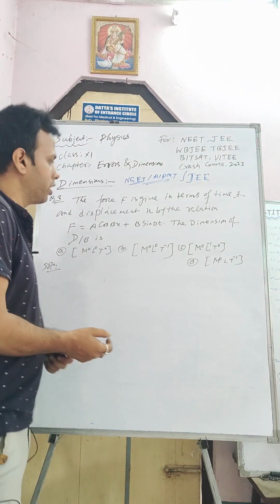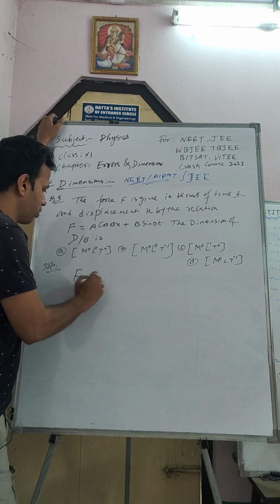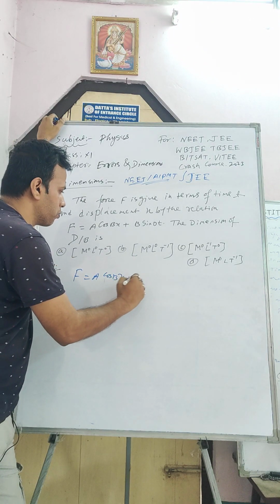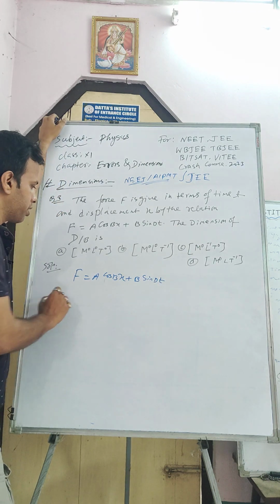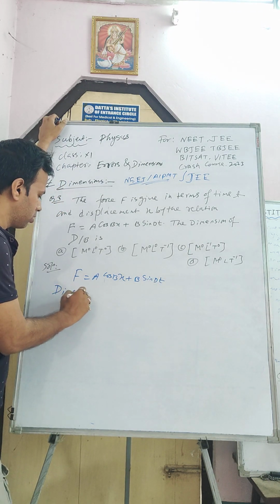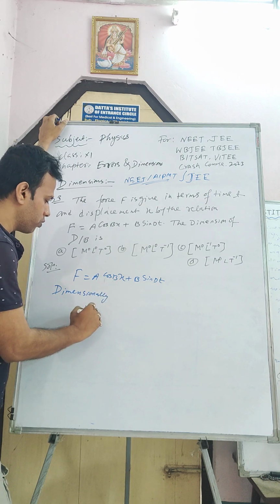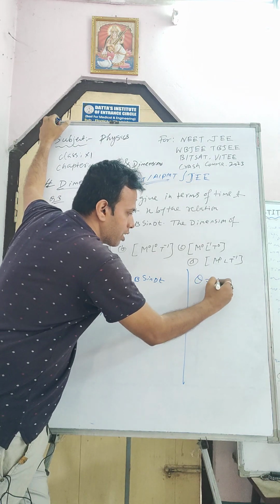So let's start. What is given? f equals a cos bx plus b sin dt. Now dimensionally, bx equals 1 because theta is dimensionless.